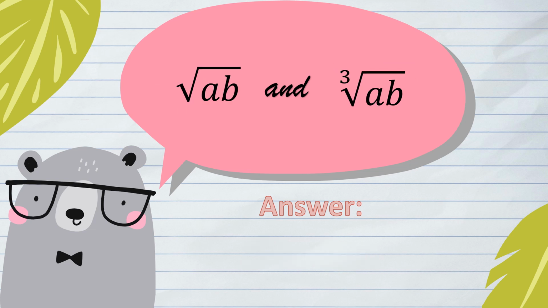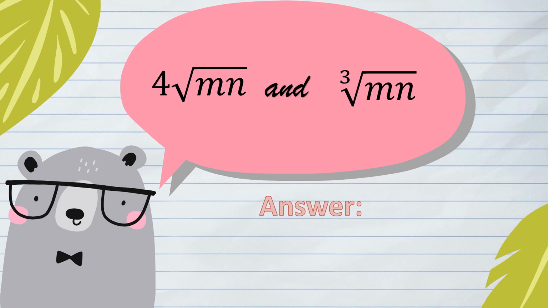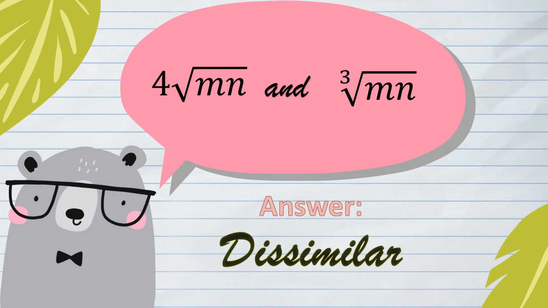Next, square root of AB and cube root of AB. Technically, as you can see, we have a different index. Although we have the same radicand, generally we will classify these as dissimilar radicals. Next, square root of mn and cube root of mn. In this scenario, the index is 2, while on the other hand, the index is 3. Hence, they are dissimilar radicals.